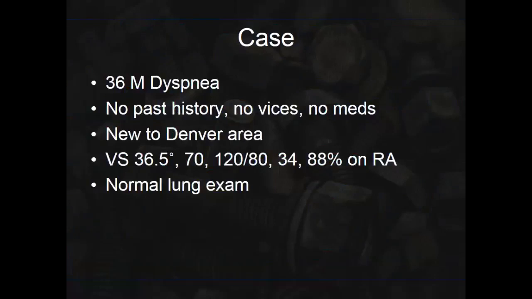So, 38-year-old man with dyspnea, no prior history, no vices. New to the Denver area, loves it. They were hiking on their break and had no fever, normal vitals, a little tachypnea with 88% on room air. Normal lung exam. They come to you and they're worried. They say, oh, I'm a second-year medical student. I heard about high-altitude pulmonary edema. I'm worried I might have high-altitude pulmonary edema. Why am I tachypneic?